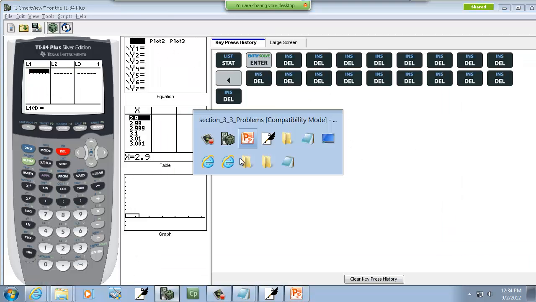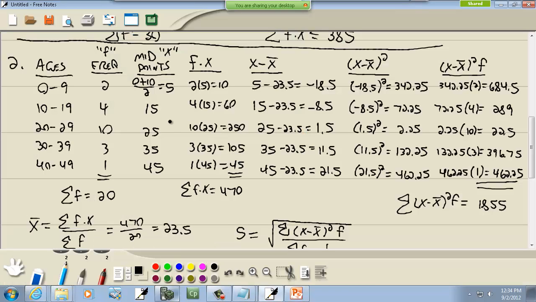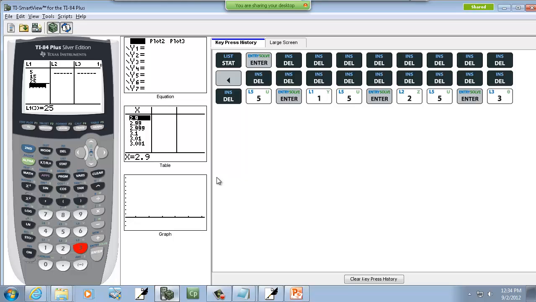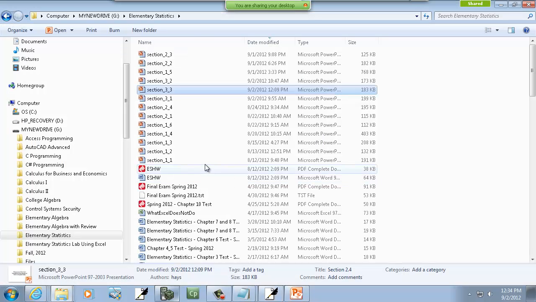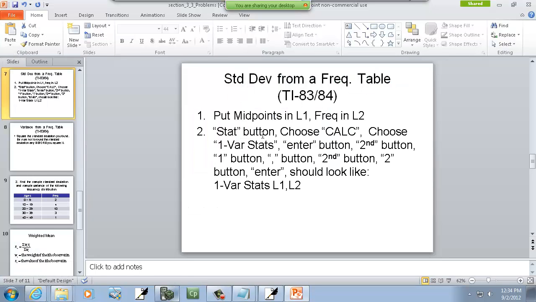Okay, so midpoints in L1. Try it again. Okay, here's our midpoints: 5, 15, 25, 35, 45. That's our midpoints. Okay. Frequency in L2.